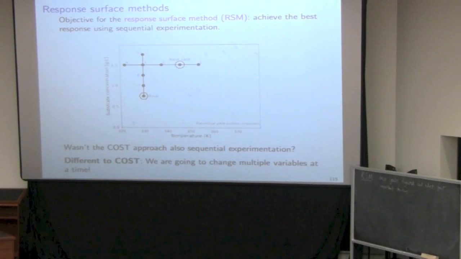That was sequential. What I'm talking about today is we're going to do a cluster of experiments, 4 or 5 experiments, then find a direction to move in. We're going to move in that direction, repeat another cluster of experiments, and then move to approach the optimum. So it is sequential, but it's groups of sequential experiments.